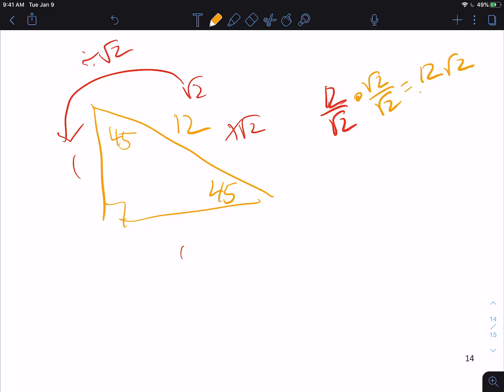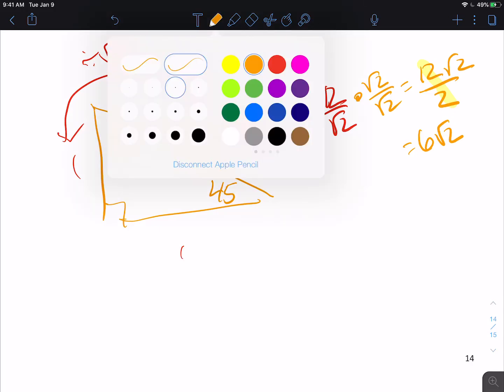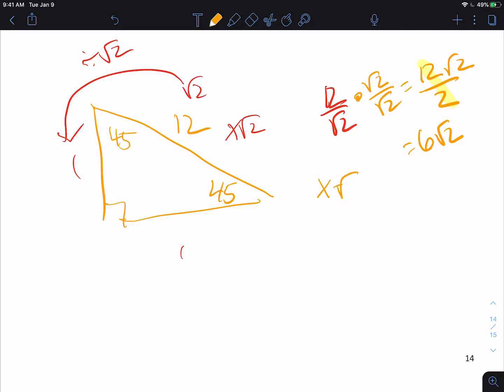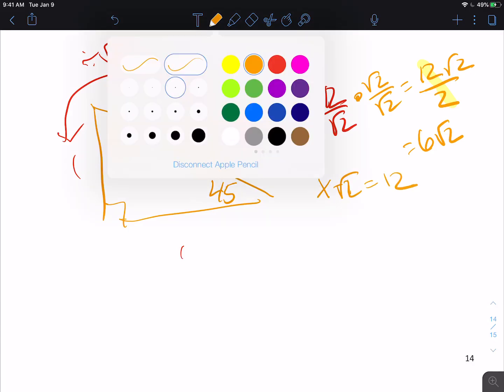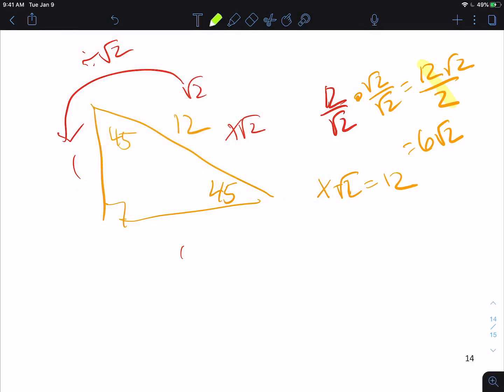So we end up with 12 root 2 over 2, which can be reduced because 12 halves can go to 6. Then that leaves me with 6 root 2. But I could have also looked at it and said, well, x root 2 is 12, so I want to undo multiplying by root 2, so I'm going to divide by root 2. Then x is 12 root 2 over 2, and that can reduce, so you get 6 root 2. So you get to the same spot on both of them. They are just different ways of looking at them.